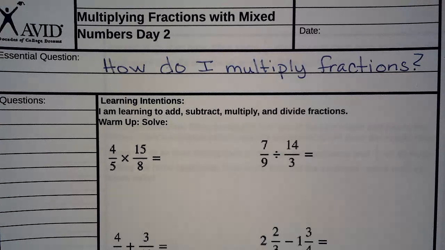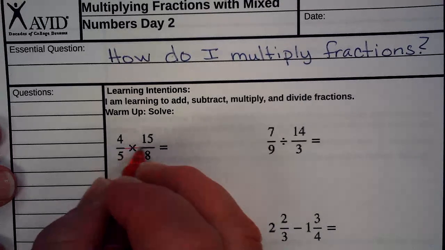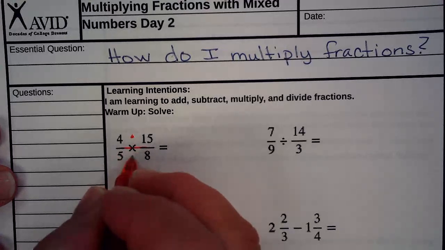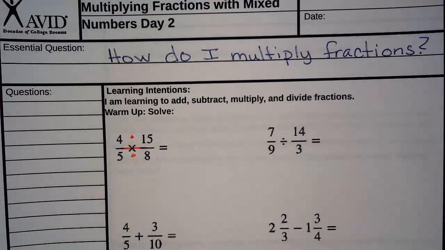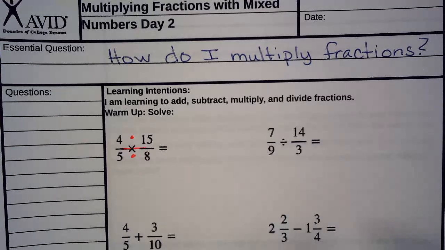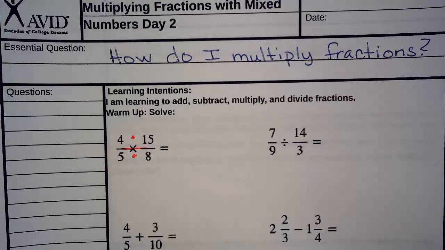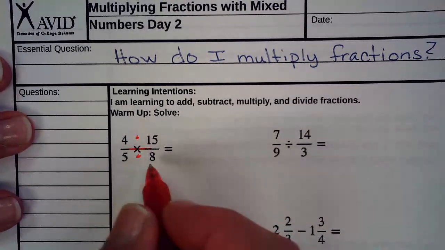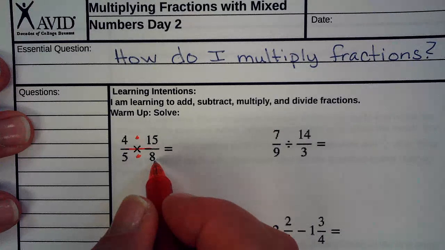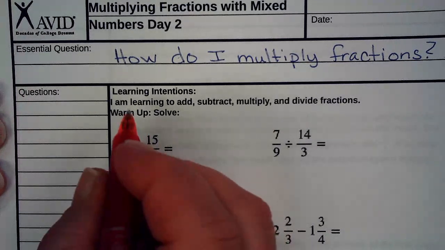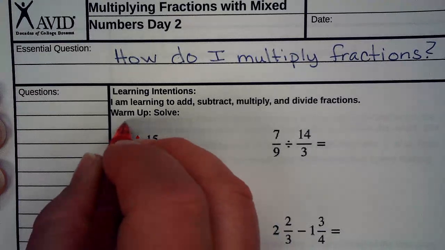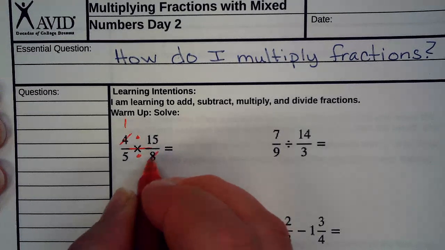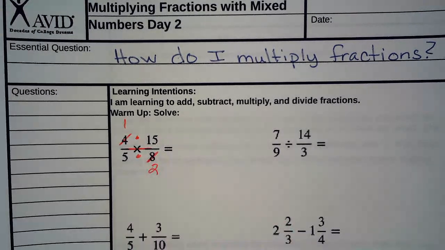Well, I hope you paused the video and I hope you tried. When we're multiplying, we multiply the top numbers together and the bottom numbers. But we also know that if we look, we can simplify at this point. I've got 4, I've got 8. I know that 8 is divisible by 4. So 4 divided by 4 is 1. 8 divided by 4 is 2.